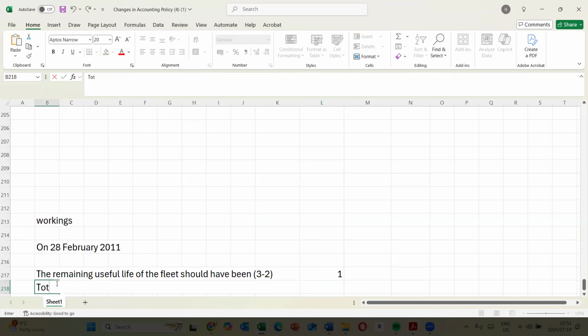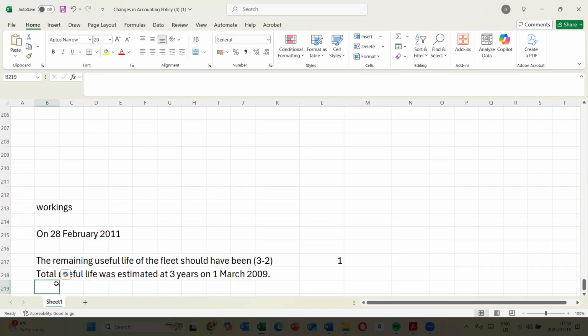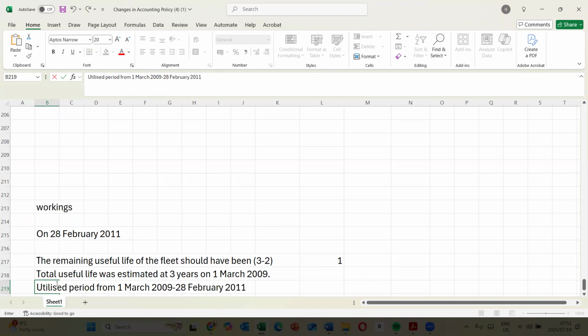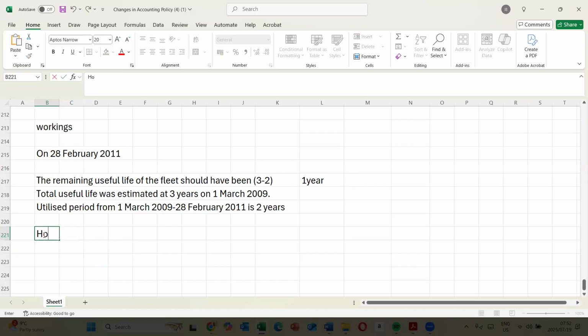So total useful life was estimated at 3 years on 1st of March 29. The utilized period from 1st of March 29 to 20th February 2011, we can agree, is a full 2 years. Which means the remaining useful life is supposed to sit at 1 year. However, in the exam, you don't need to write this. I'm just trying to explain to you how we come up with the change in the estimate.